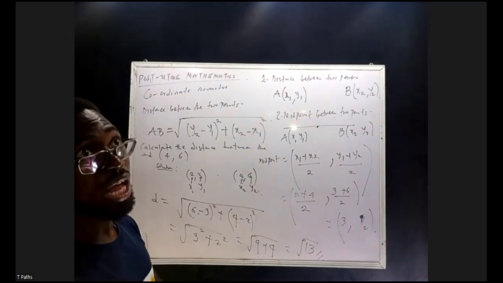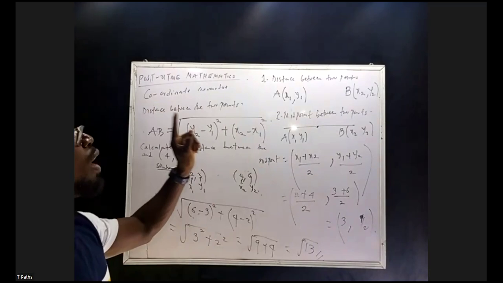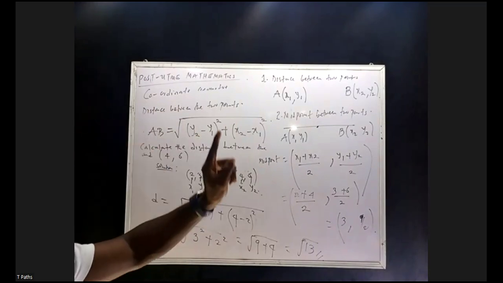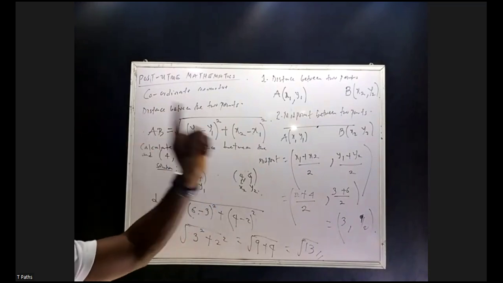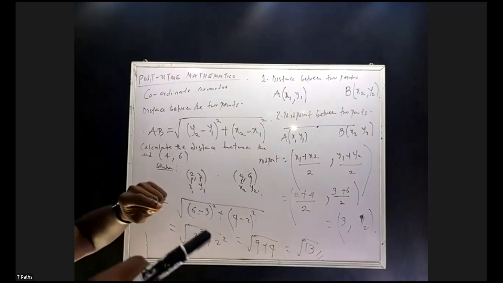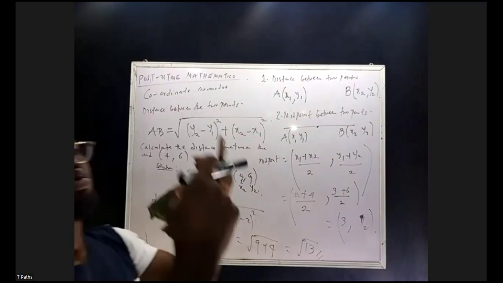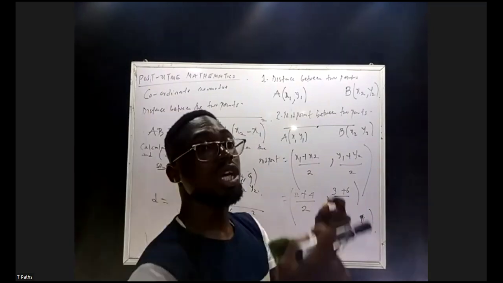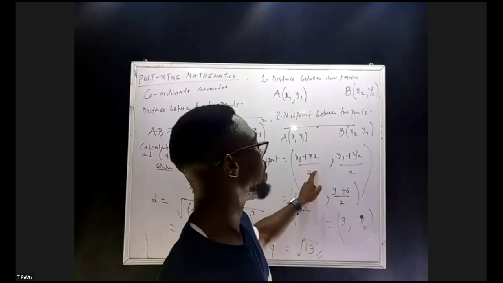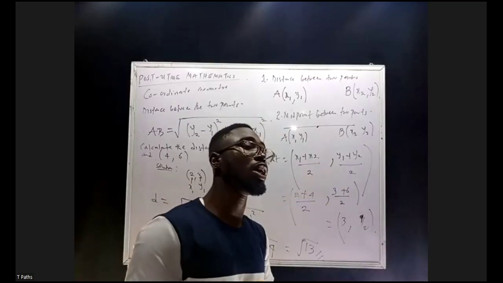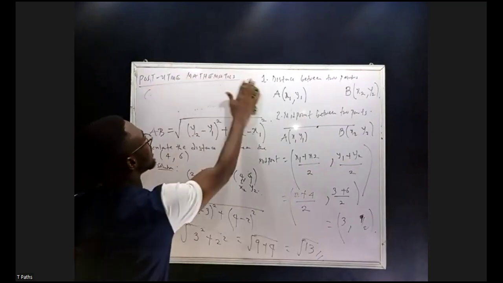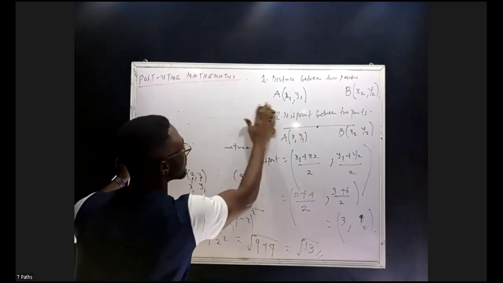So how many have we looked at now? 2. We have looked at the first one, which is distance between 2 points. The second one we have looked at is midpoint. Midpoint means the middle. All you do is x1 plus x2 divided by 2, comma, y1 plus y2 divided by 2. Okay, let's now look at the third one.